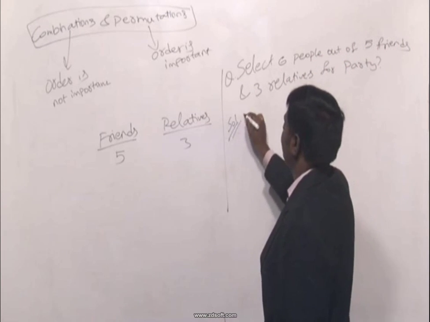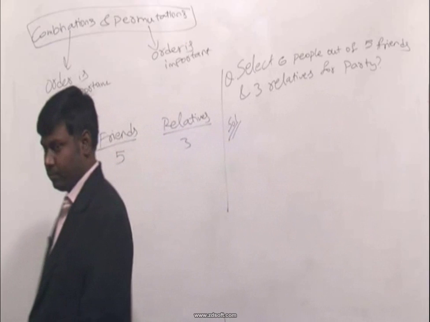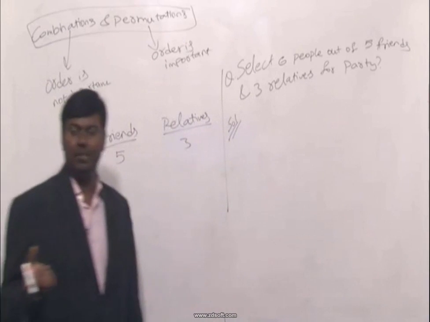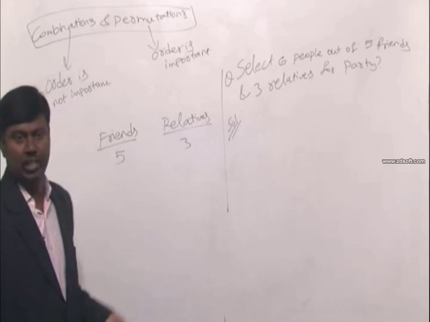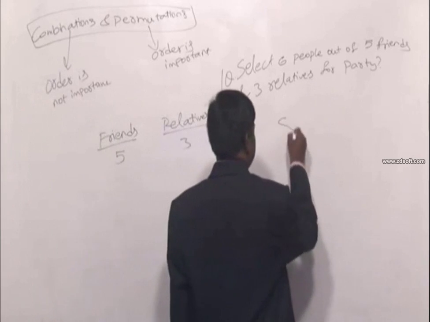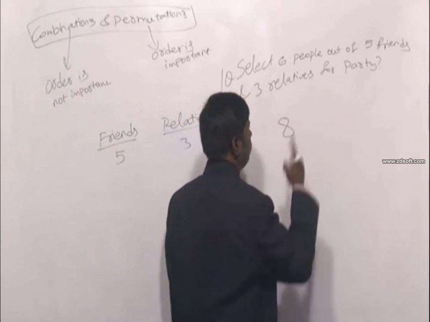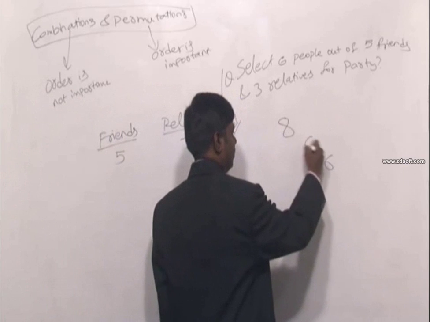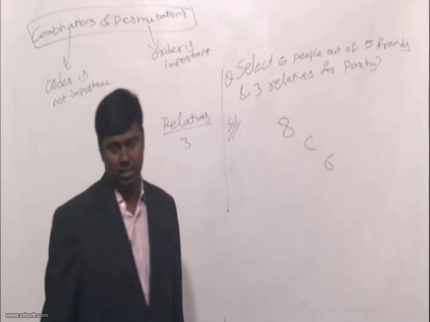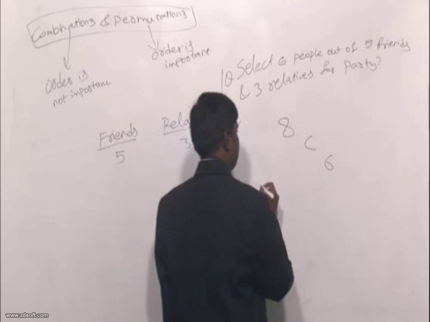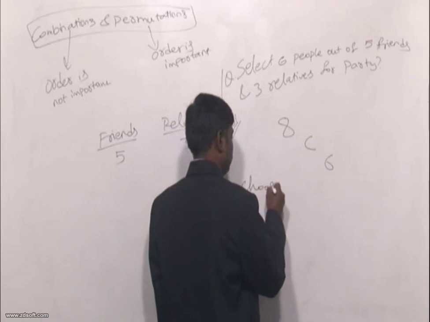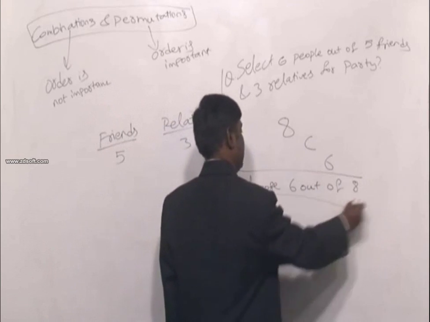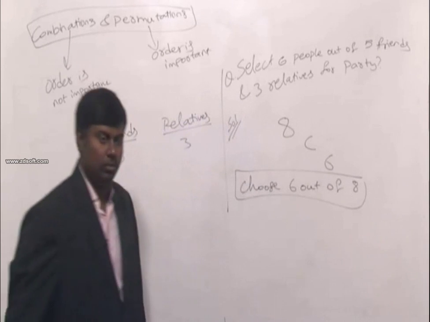So in how many ways you can do this? Anybody has got an equal chance for being in the party, so you don't need to distinguish friend from relative. So put together it is 8. Out of 8 you want to select 6. This we represent as 8C6, right? So that is choose 6 out of 8. This is what you understand from this.